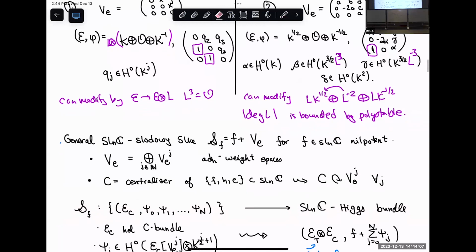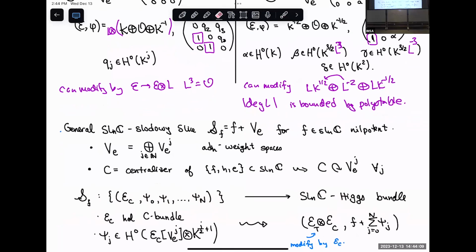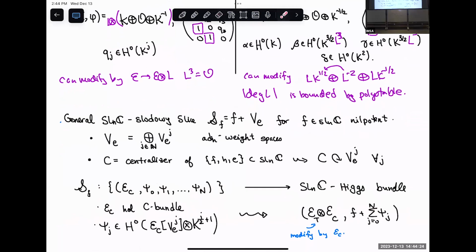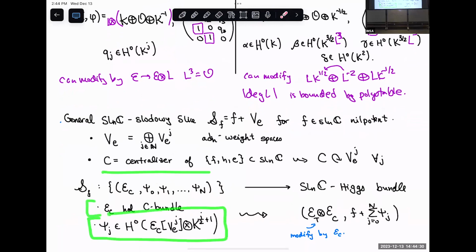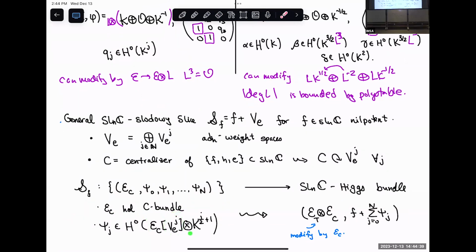Okay, and so the way this general Slodowy slice works, this is just to try to give you a feel, and I've given you more examples, and we'll work with examples throughout the talk, it's a map from a bunch of data. That data is a holomorphic C bundle, where C is the centralizer of the SL2, and a bunch of sections psi j, which are sections of the associated bundle I get by using my C bundle and the highest weight space at weight j, twisted by K to the j over 2 plus 1. And out of that parameterizing data, I build an SL(n, C) Higgs bundle.